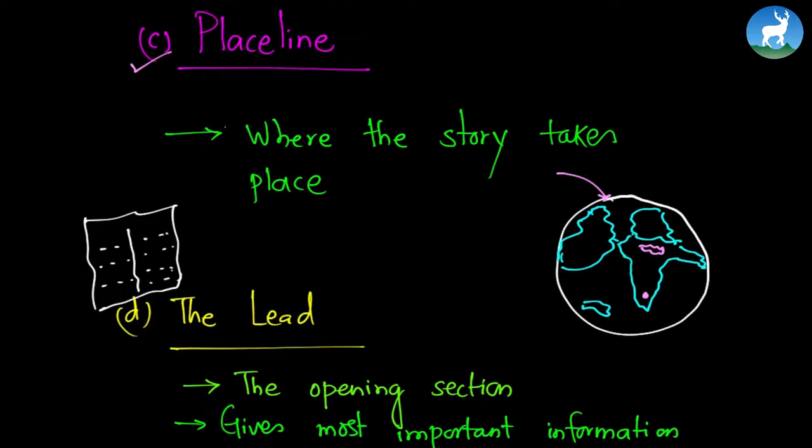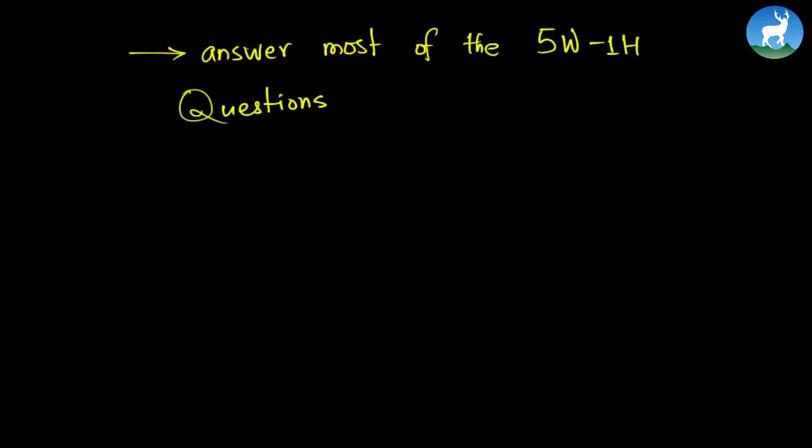The placeline is where the story takes place, while the lead gives the most important, most significant information. It is also known as the first paragraph or the opening section. So the first paragraph is called the lead. Now, the lead also has another function, which is that it answers most of the 5W1H questions. 5W and 1 how questions are answered.